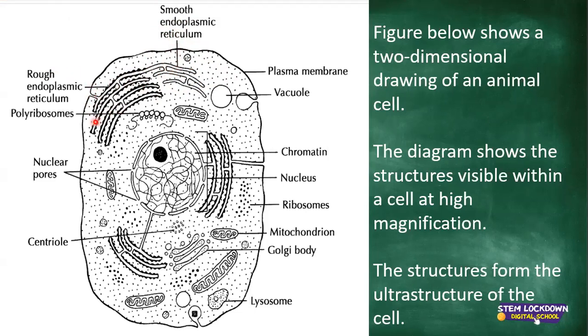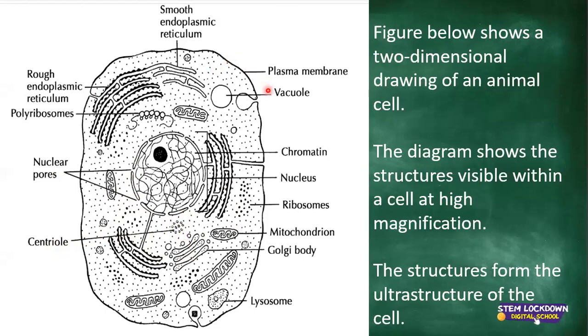Then we've got polyribosomes. These are the polyribosomes. We have the nuclear pores. Nuclear pores, those are the small openings there by the nucleus. We have the centriole. Those are the small dots, small pieces there. We'll explain, don't worry, as we go on with the topic, we will explain and understand each and every component individually.